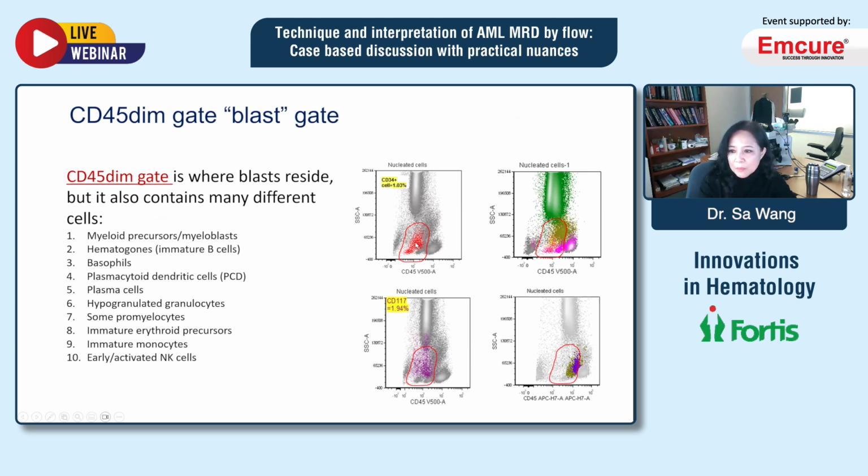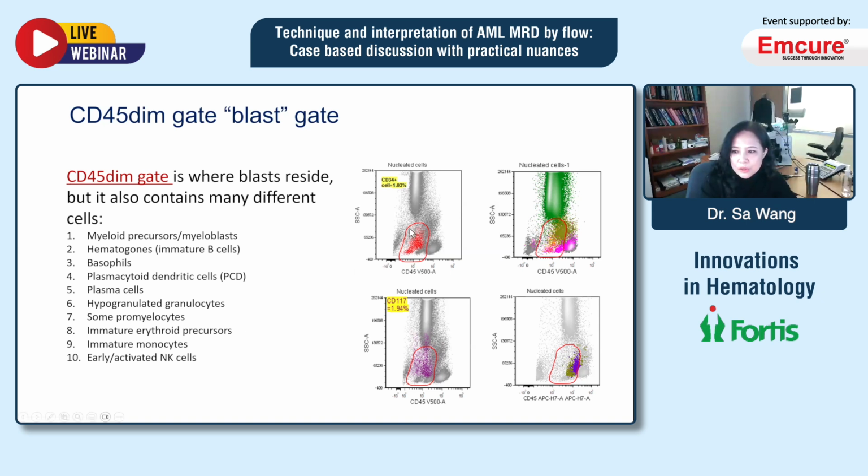Of course, you have myeloid precursors and stage 1 hematogones. These are all CD34 positive. You have stage 2 hematogones. You have some immature monocytes in this area, some immature granulocytes, the erythroid precursors, the plasmacytoid dendritic cells, and also basophils. They are all in this CD45 dim gate. So when you use this gate, you really have to know the immunophenotype of all these cells. And when you look at a lot of cells, you lose your sensitivity.